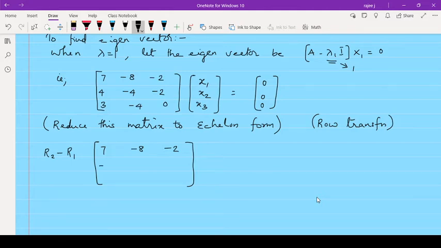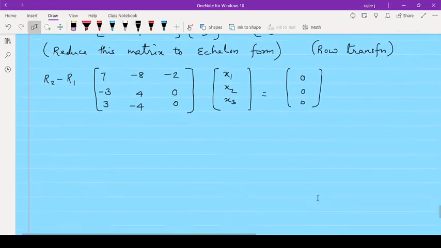4 minus 7 is minus 3. Minus 4 minus minus 8, so how much is it? Plus 4. Minus 2 minus minus 2, so minus 2 plus 2 is 0. And here 3 minus 4 is 0. Okay, same as before, only R2 we changed. x1, x2, x3, right side 0, 0, 0.